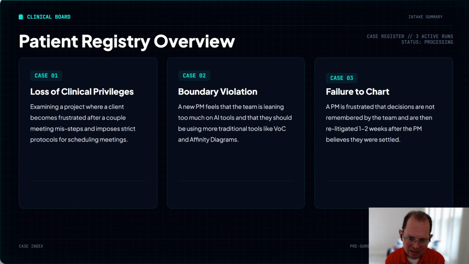The second case is what I'm calling boundary violation. This is one where a new project manager feels the team is leveraging AI tools too much and that they should use more traditional tools like voice of customer and affinity diagrams.